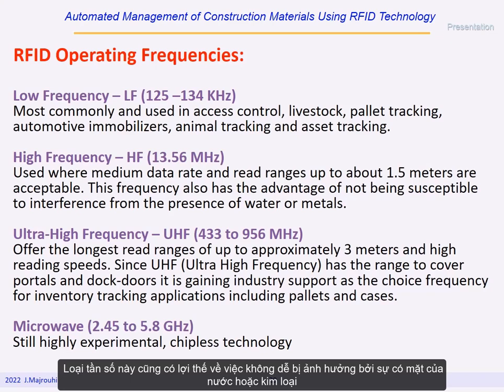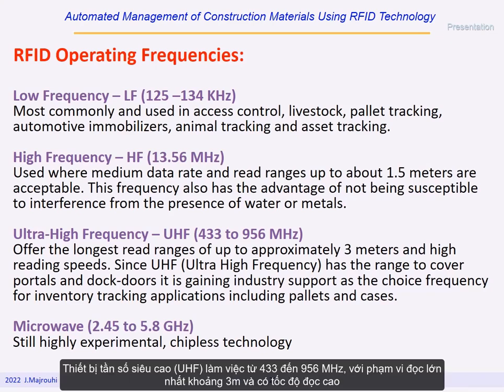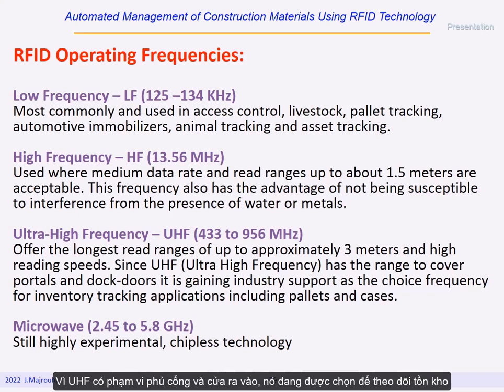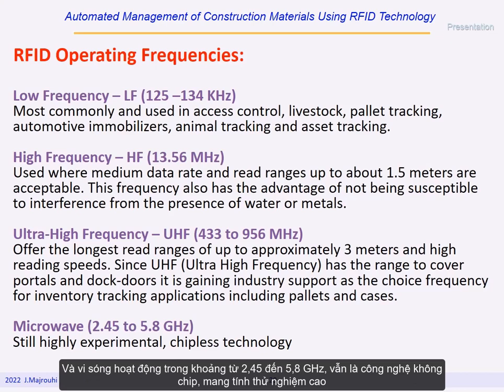Ultra-high frequencies working between 433 to 956 MHz offer the longest read range of up to approximately 3 meters and high reading speeds. Since ultra-high frequencies have the range to cover portals and dock doors, it is gaining industry support as the choice frequency for inventory tracking applications including pallets and cases. And microwaves work between 2.45 to 5.8 GHz. Still highly experimental, chipless technology.